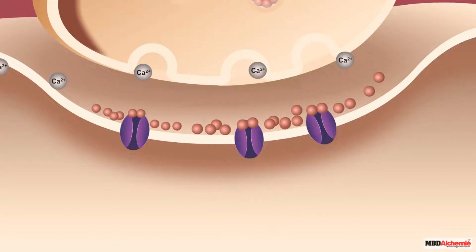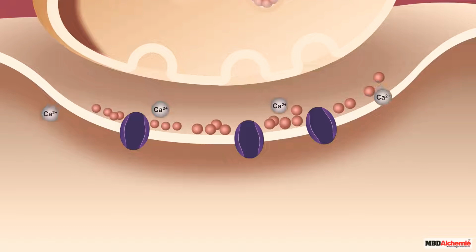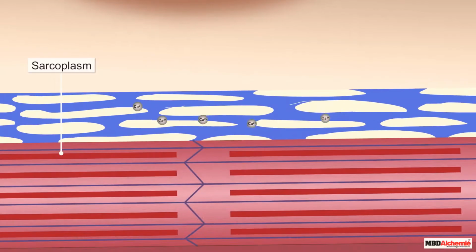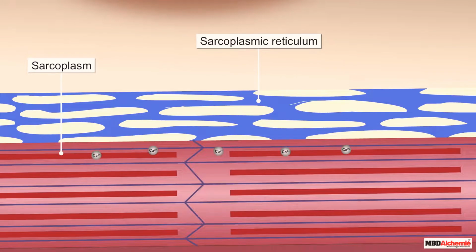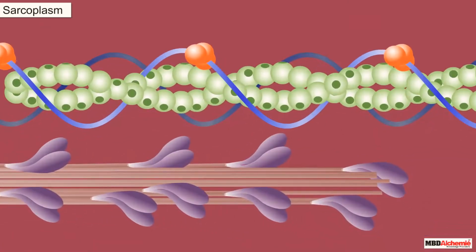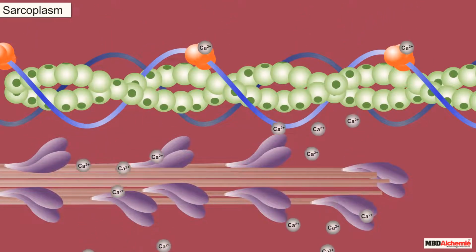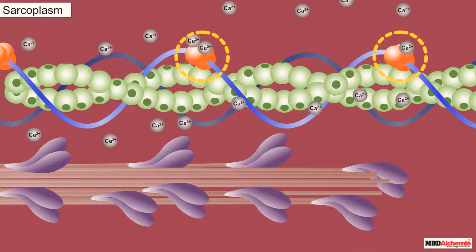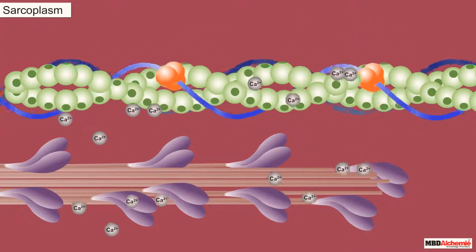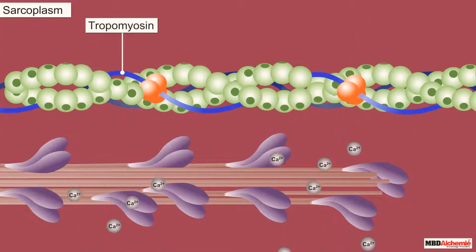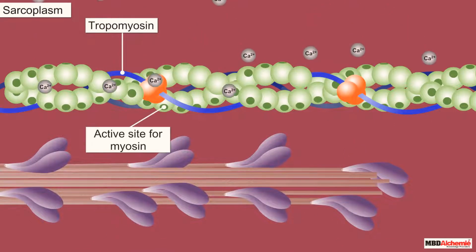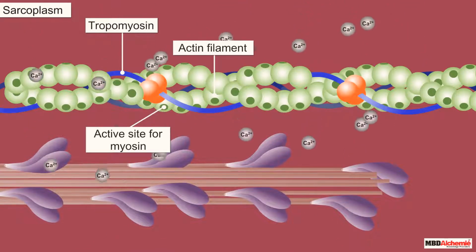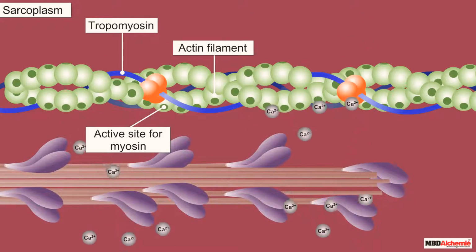This action potential spreads through the muscle fiber and causes the release of calcium ions into the sarcoplasm from the sarcoplasmic reticulum. This in turn increases the level of calcium ions in the sarcoplasm. The increased level of calcium ions leads to the binding of calcium with the subunit of troponin on the actin filaments. This interaction triggers a conformational change in the tropomyosin, thus preventing it from masking the active sites for myosin present on the actin filaments, leaving them exposed.